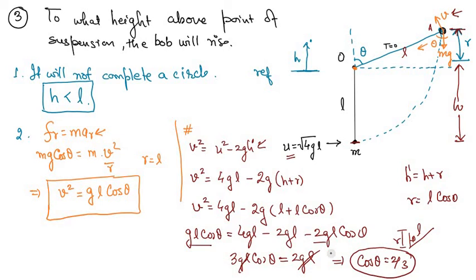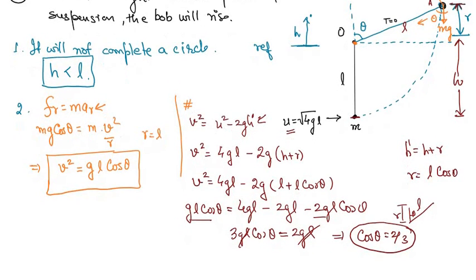So when cos theta is equal to 2 by 3, at that given instant of time, your tension will be 0. So we have concluded three things.